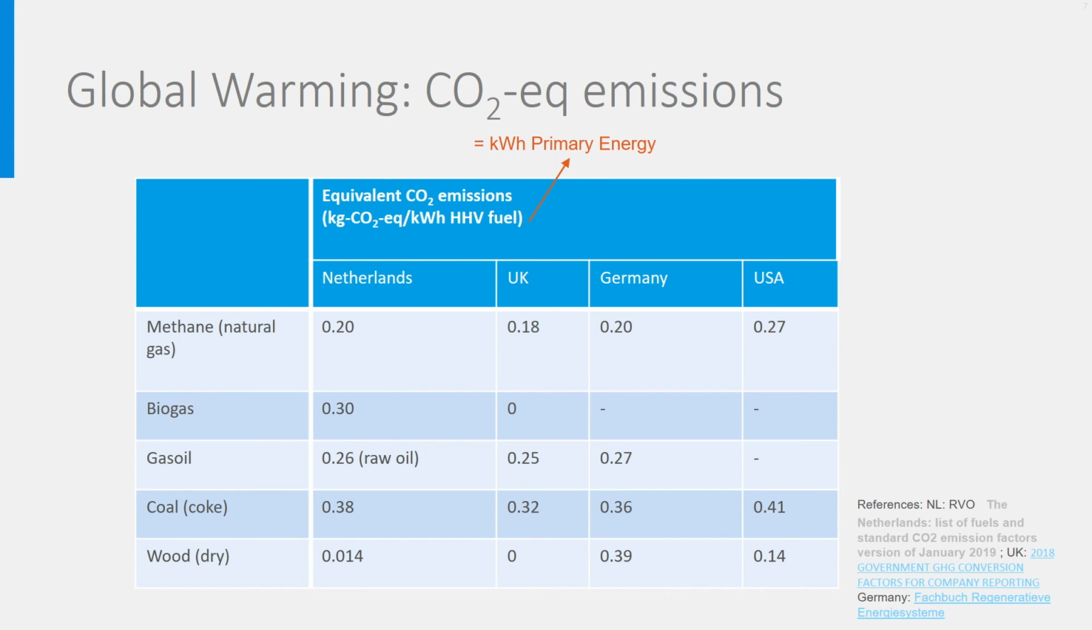You can see in the table the equivalent CO2 emissions of diverse fuels in diverse countries. The equivalent CO2 emissions of natural gas in the Netherlands are 0.20 instead of 0.18 in the precedent slide. Look also at the differences between the Netherlands and UK when it comes to the appreciation of biogas, or the difference for wood in the 4 countries.